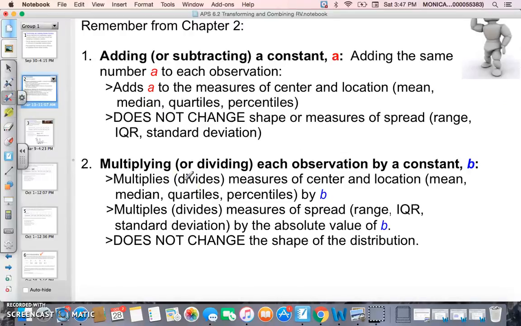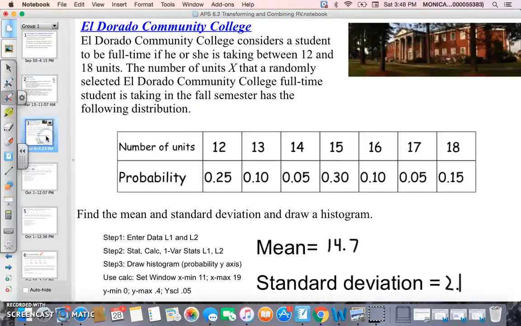And when you're multiplying each observation by a constant, it's the same. It does not change the shape of the distribution. You're just multiplying or dividing each measure of center and location, and you're multiplying or dividing each measure of spread. So notice when you're multiplying or dividing, you do multiply the standard deviation. But when you're adding or subtracting, you don't add those numbers to the standard deviation. So let's look at some examples so we can make this real.